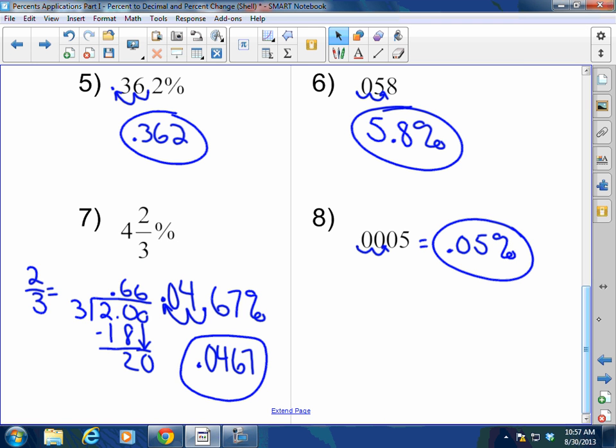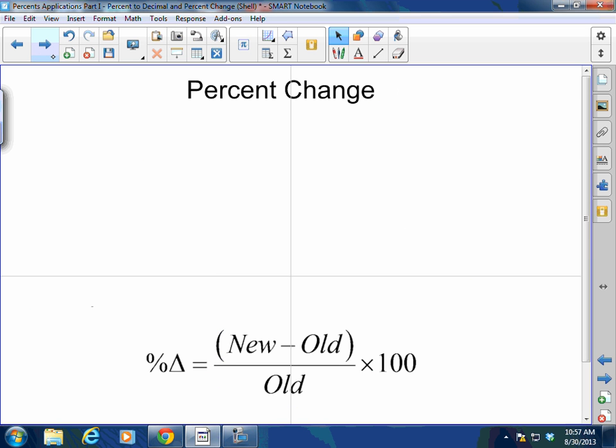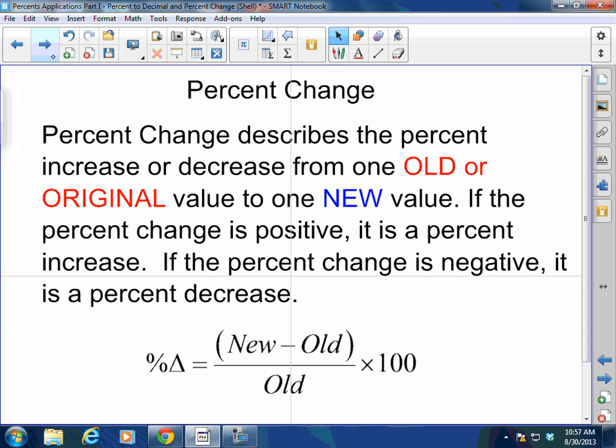Now let's talk about percent change. Okay, my friends, when we're talking about percent change, it describes the percent increase or decrease from one old or original value to one new value. If the percent change is positive, it is a percent increase. If the percent change is negative, it is a percent decrease.